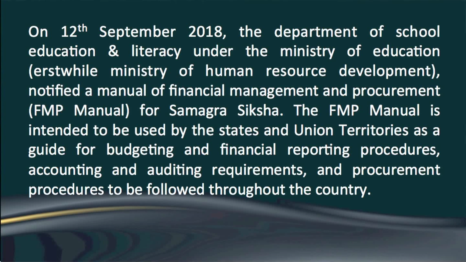The FMP manual is intended to be used by the states and union territories as a guide for budgeting and financial reporting procedures, accounting and auditing requirements, and procurement procedures to be followed throughout the country. The provisions of the FMP manual are mandatory and are to be followed by the states and union territories to ensure that funds are disbursed, utilized and accounted for in an efficient and effective manner. The FMP manual also mentions some practices to be followed by schools.